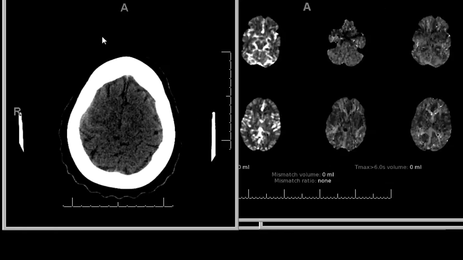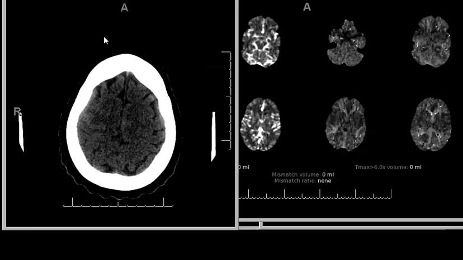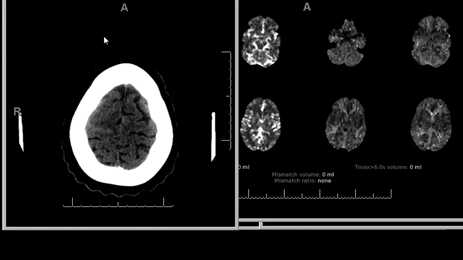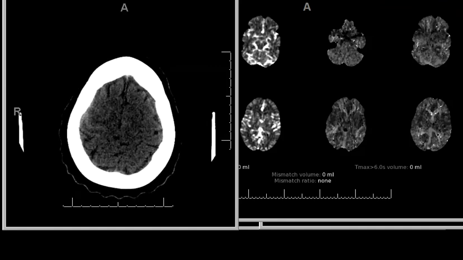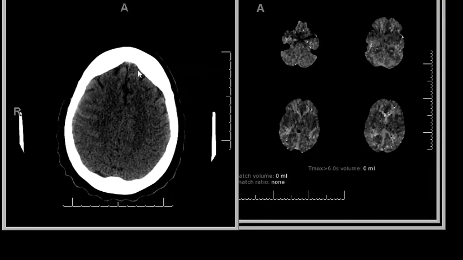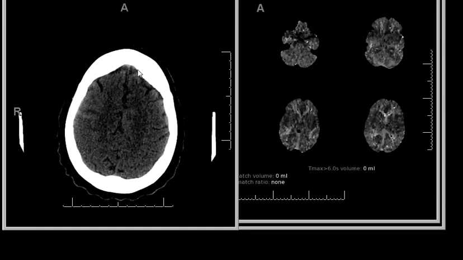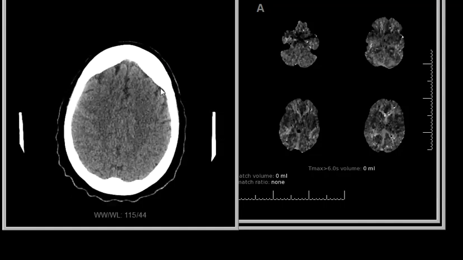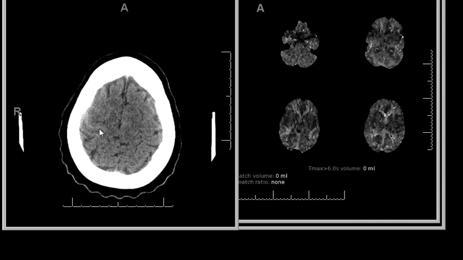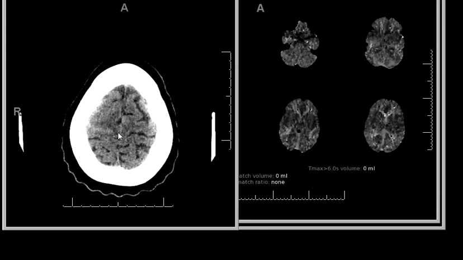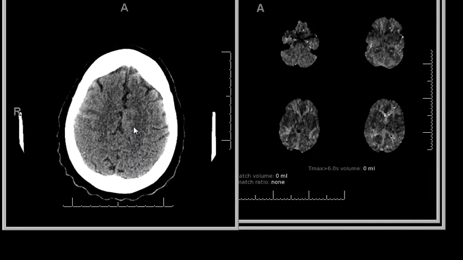This is a 50-some-year-old with left side body deficit. Again, a 50-some-year-old with left side body deficit. No acute stroke, but we missed reporting the subarachnoid hemorrhage here and there, very subtle.